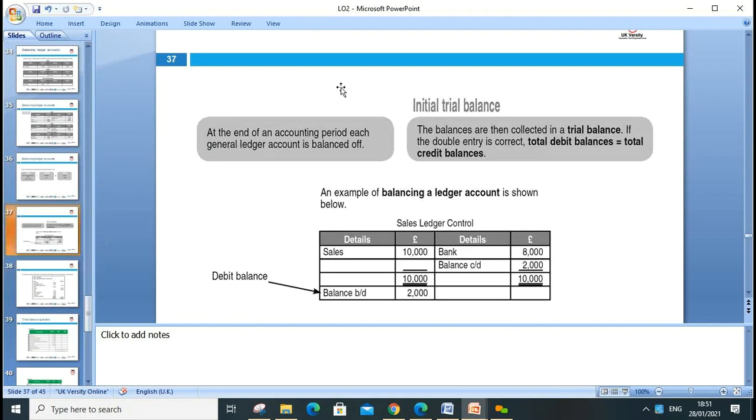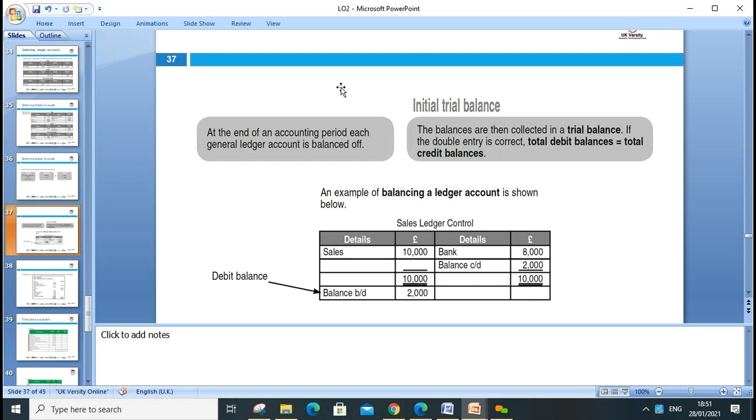Okay. Next we have the sales ledger, being an individual ledger control account. How much money am I supposed to receive? I sold £10,000 worth of goods. I received 8,000. My outstanding is 2,000, which I have to receive. So the balance carried down is on this side. In the next period, the balance brought down comes on the opposite side.